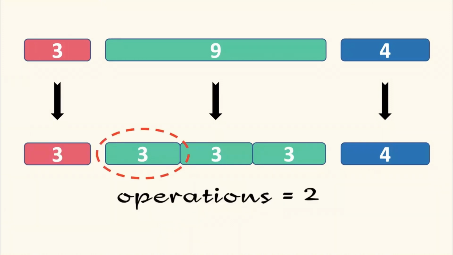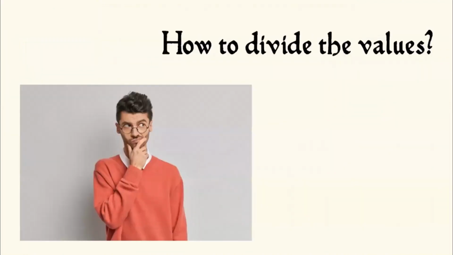So in all, you have to perform only 2 operations. And also one thing to observe is that while dividing the value, you have to make sure that your next upper bound will be as maximum as possible, so that you don't have to perform more operations in the coming values. So now again the question comes, how to divide the values?